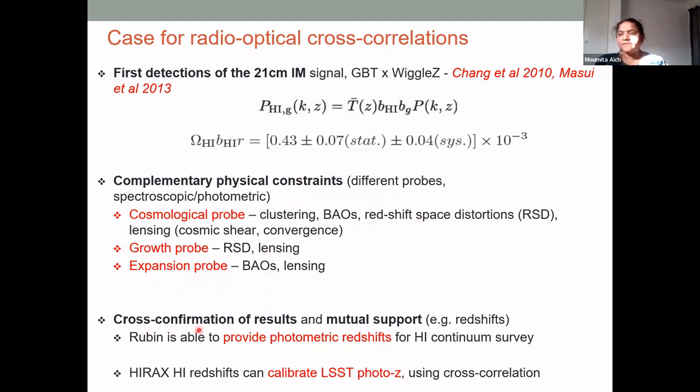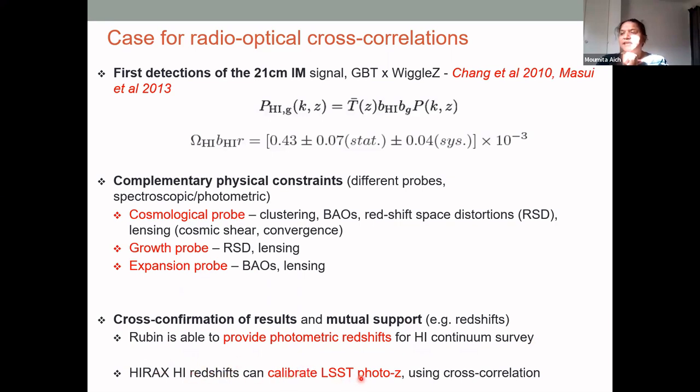The cross-confirmation of results and mutual support is also a key motivation in our case for looking at radio-optical cross-correlations. For example, when you look at Rubin LSST, LSST is going to provide the photometric redshifts for the H1 continuum survey, but you can use the redshifts which you can find in the HIRAX survey.